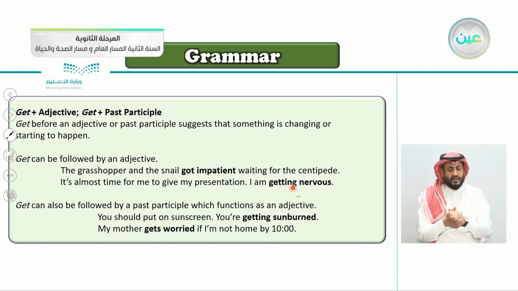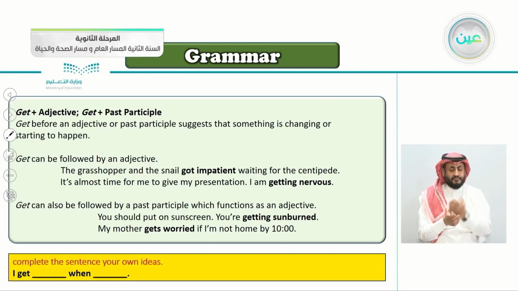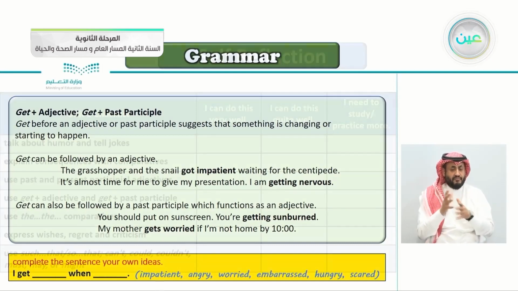Also here, we say get can also be followed by a past participle, which functions as an adjective. So you should put on sunscreen. You're getting sunburned. My mother gets worried if I'm not home. So this is the lesson for get plus the adjective and get plus the past participle.